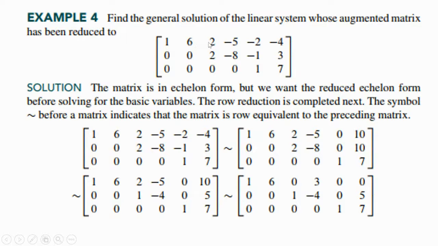Okay, so let's look at this. Find the general solution to the linear system whose augmented matrix has been reduced to this. And by the way, you see we've already reduced it here. So I could, in fact, give you this kind of a problem, and you could say, oh, well, I know the last variable is 7, so you can work through to find what we have for these.